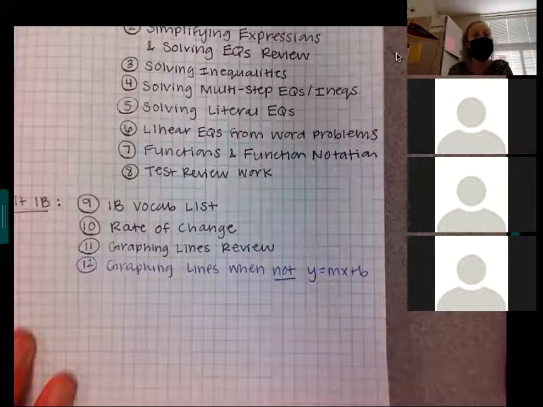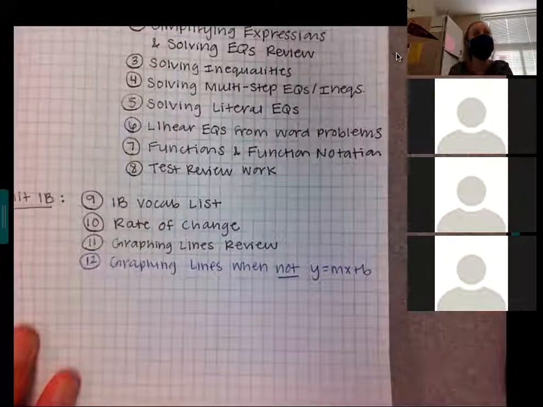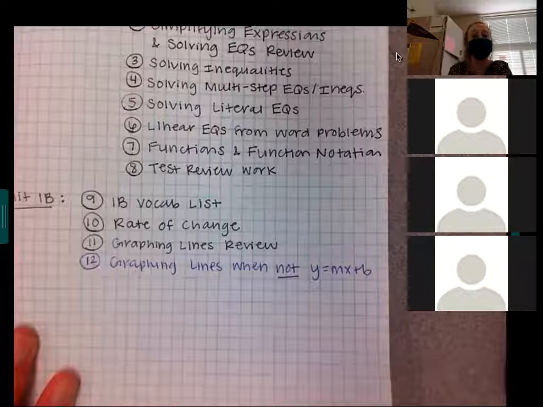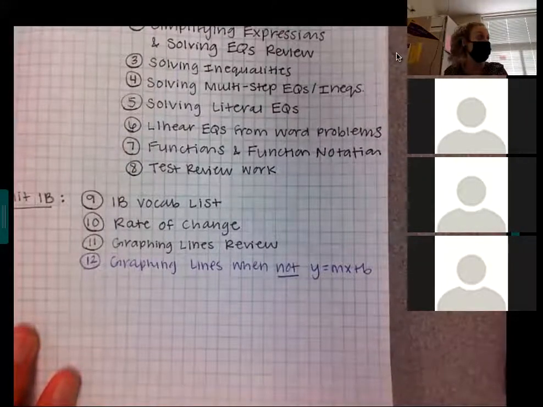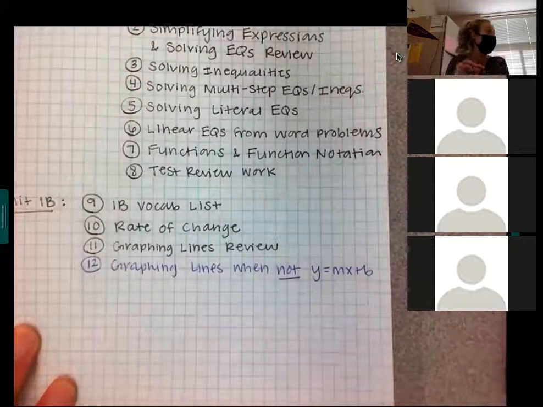All right. Graphing lines when they are not in y equals mx plus b. That's what we're doing today. This is new. You've probably never seen it before. But you guys should know from yesterday how to graph if it does say y equals mx plus b. So we're just going to build on that, okay?